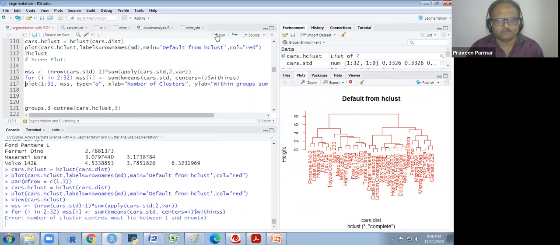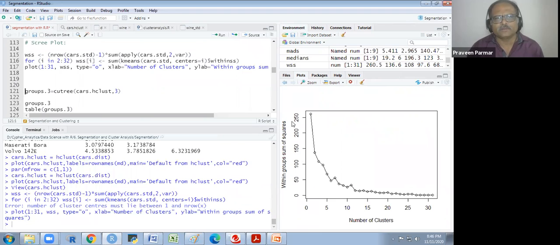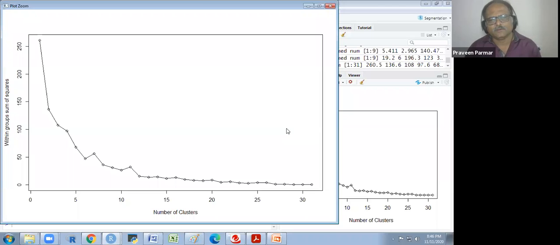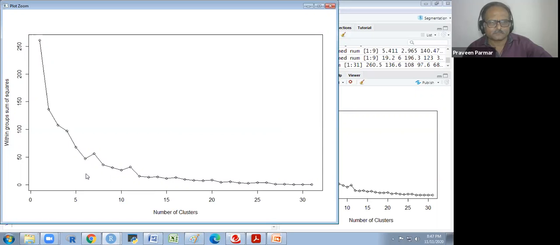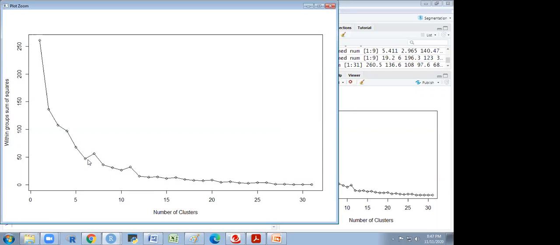I will not go in deep. You see, this is our plot. How many clusters would there be? We have 32 observations, and this is the within sum of squares in the group. Is it 4, or 5? 5, I think 6. Okay. Then it is increasing.